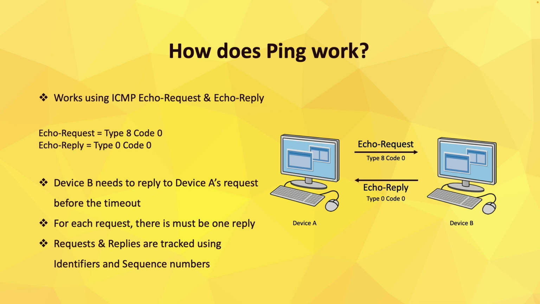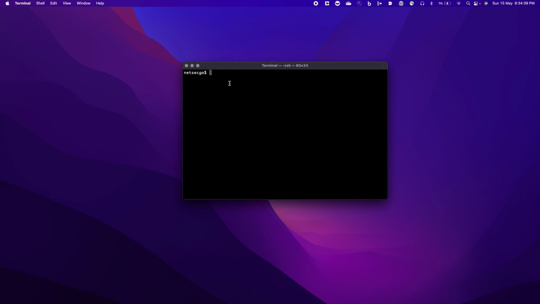Great. Now let's look at ping packets in Wireshark. Okay, so what I have here in front of me is a terminal. This is the default terminal on Mac. And if I want to issue some ping commands, what I can do is just type ping and type an address. Now, I could type an IP address or I could type an FQDN. So let's just ping Google and see what we get.